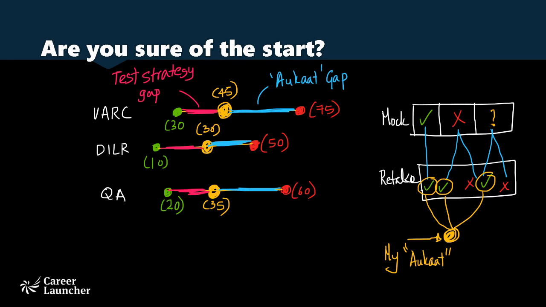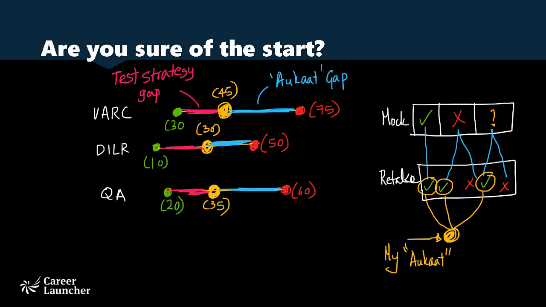And then you see the blue red line is a gap of test strategy, which means while taking the mock test in VARC, I got a score of 30. When I took it later without any time limit, I got a score of 45, which means that it's not a knowledge issue. That 15 is about test taking strategy. Maybe I should not have spent time on one particular question. Maybe I should have looked at some order in which I'll attempt a particular question. And that's a test strategy gap.